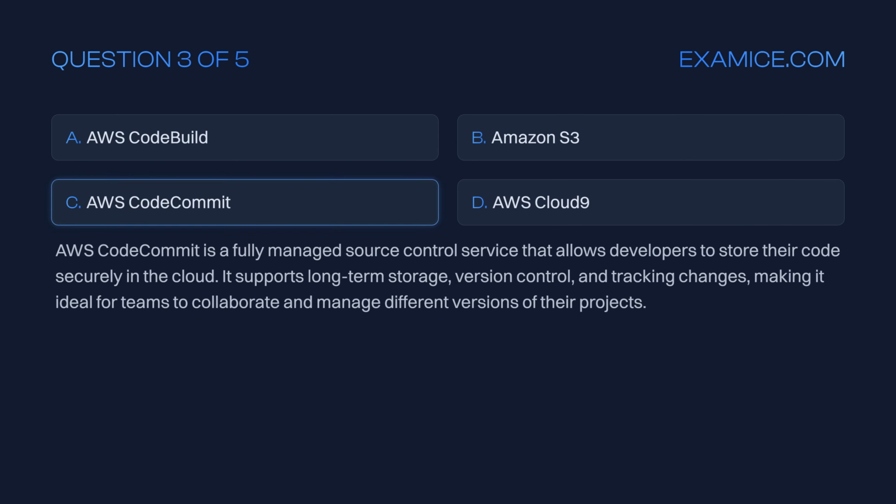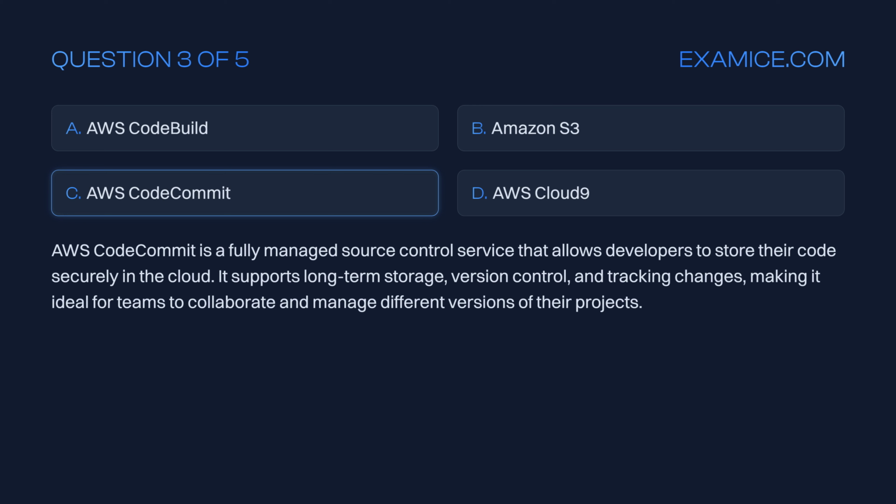The answer is option C. AWS CodeCommit is a fully managed source control service that allows developers to store their code securely in the cloud. It supports long-term storage, version control, and tracking changes, making it ideal for teams to collaborate and manage different versions of their projects.